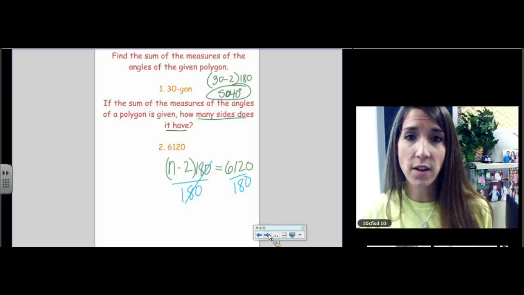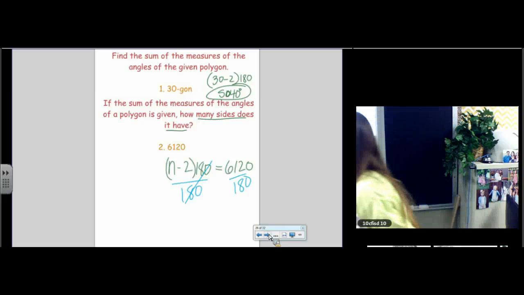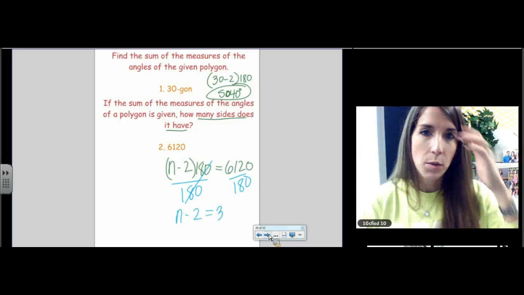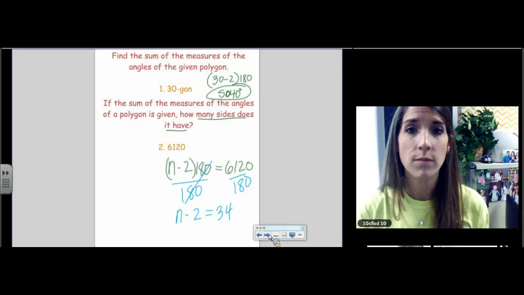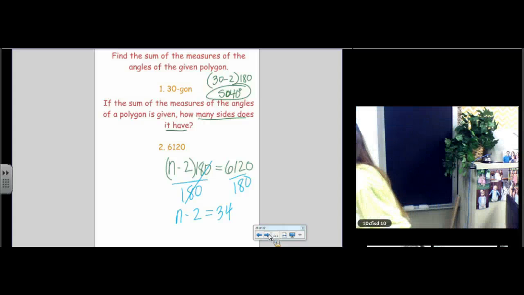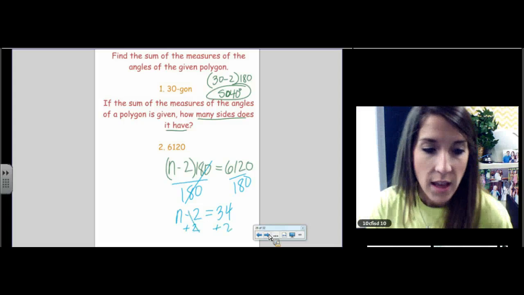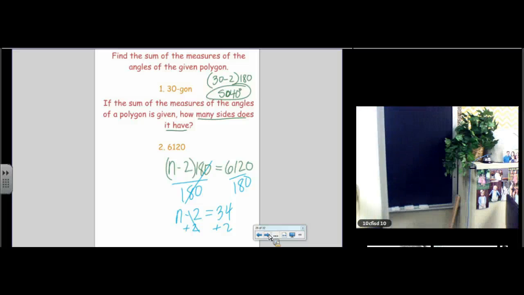They say, oh, it has 34 sides. But we're not done. N minus 2 equals 34. So what's the opposite of minus 2? Plus 2. You have to solve for n. You have to get n by itself. So 34 plus 2 is 36. And so the answer to this problem is 36 sides.